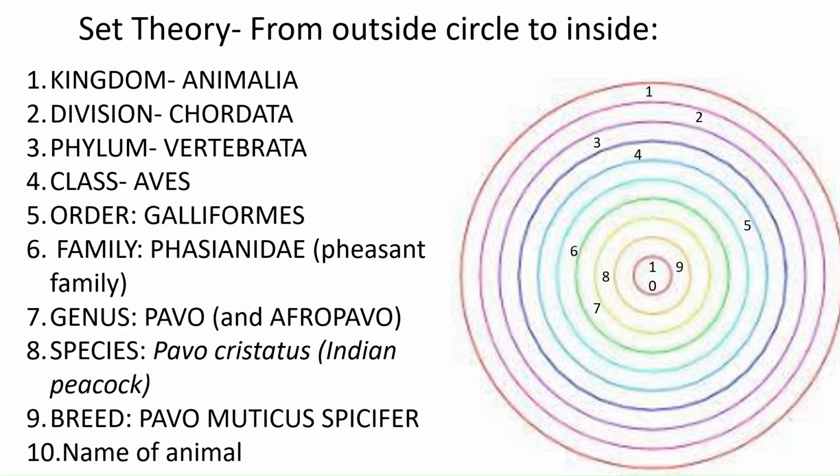Phasianidae, pheasant family. This we haven't done in the earlier one, so this is something the children will have to research. Next circle shows a genus, that is Pavo. Next comes a species, Pavo cristatus, the Indian peacock. The next one inside is a breed. So Pavo muticus specifer. And the last one is name of the animal. If we have named the animal, we say that name here.